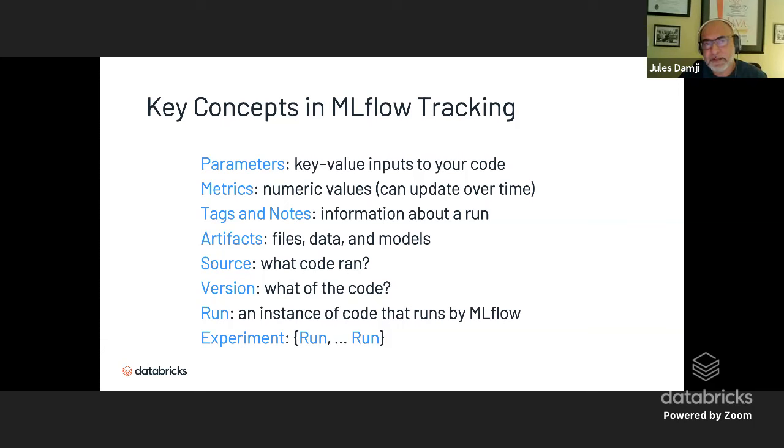Tags and notes are the other things that we capture as entity data, and tags are good for annotations. If you want to use the search API, you can search through the entire tracking to see which models are associated with one particular tag.